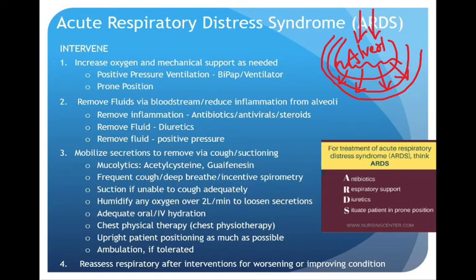So now with the diuretics and positive pressure ventilation, we have two different ways of getting fluid out of the alveoli and into the bloodstream. Because the bloodstream is dried out from the diuretics, that fluid will be attracted to the drier space, and then the positive pressure behind it will push it even more. And then, of course, any fluid that is left in there, hopefully we could cough up or suction up by using our mobilized secretions.